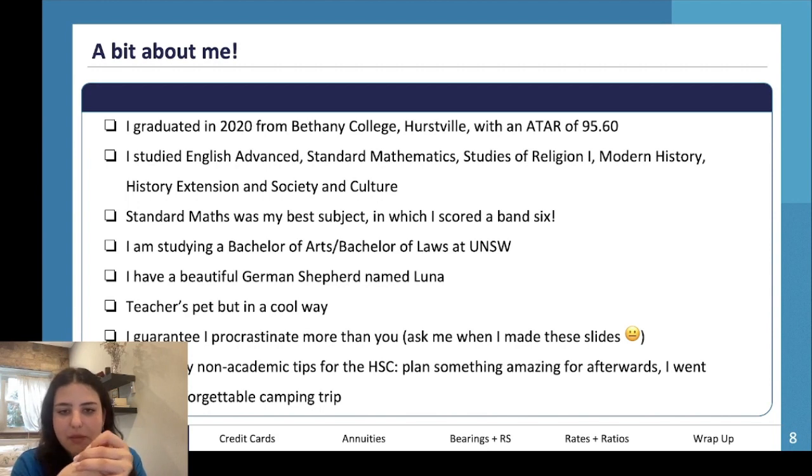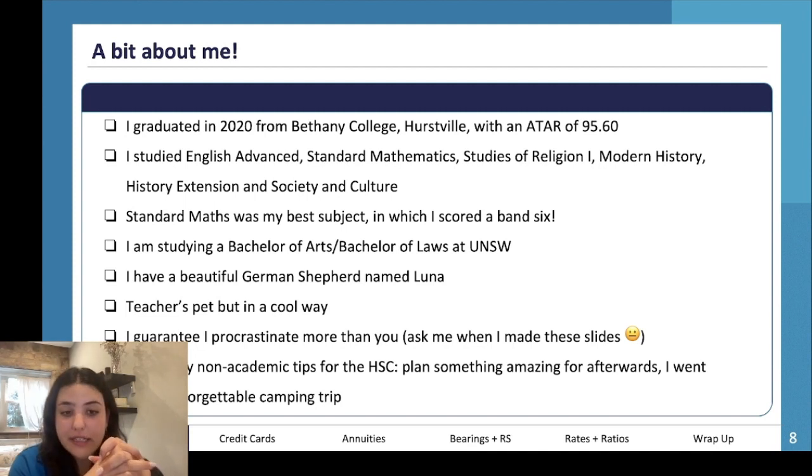Standard Maths was my best subject. I got a band 6. I think it was like a 94. From memory, I got a band 6 in all of my subjects except for History Extension, where, it's a 1 unit, so it's E1 to E4, sorry, I got an E3, but I got a 44. So look, I was one off the E4. Stolen valor, I'll say it was an E4.